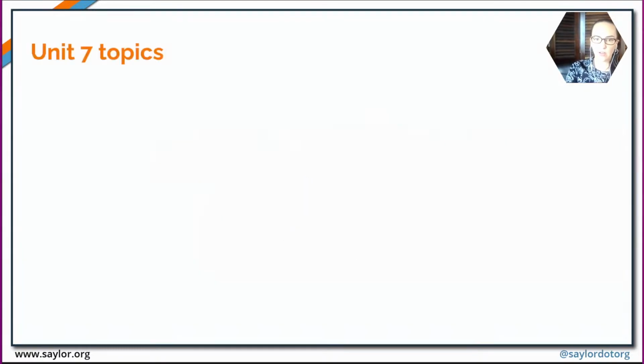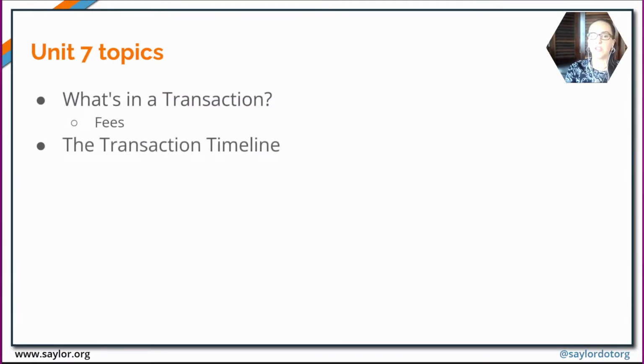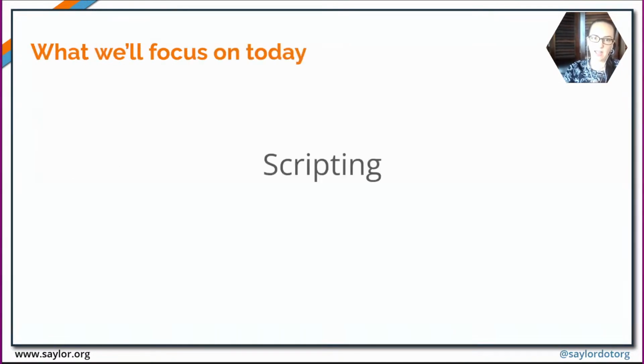Today, what we are covering, the Unit 7 topics, are what's in a transaction, specifically looking at fees, the transaction timeline, so what happens as the transaction is created and broadcast and goes through the mining process, etc. And then the really big topic for this unit is scripting. And that's what we're focusing on today, learning a bit about Bitcoin scripting.